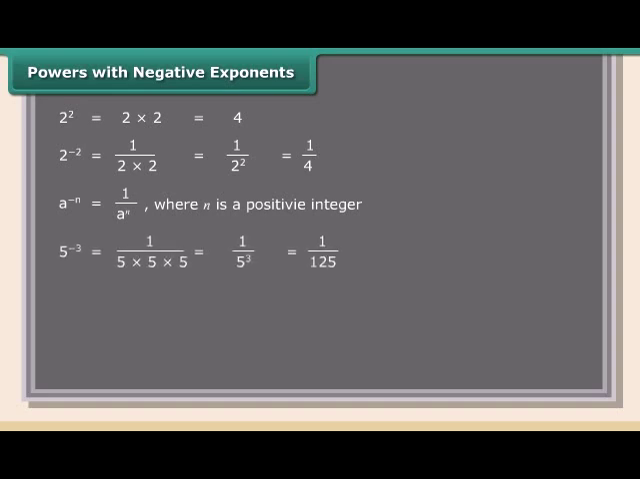5 raised to the power minus 3 is equal to 1 upon 5 × 5 × 5, which is equal to 1 upon 5^3, which is equal to 1 upon 125. 10 raised to the power minus 1 is equal to 1 upon 10. 10 raised to the power minus 2 is equal to 1 upon 10 × 10, which equals 1 upon 100, which is equal to 1 upon 10^2.